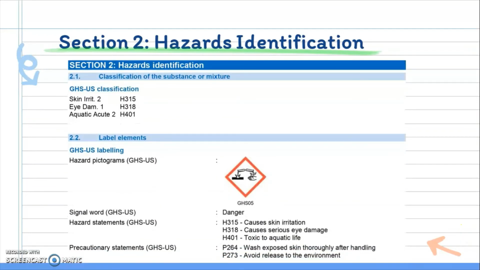Also, in this section, makikita natin what type of chemical hazard si sodium hypochlorite. Makikita natin na siya ay corrosive, indicated by the GHS. So, it causes daw skin irritation and serious eye damage. And lastly, it is toxic to aquatic life.